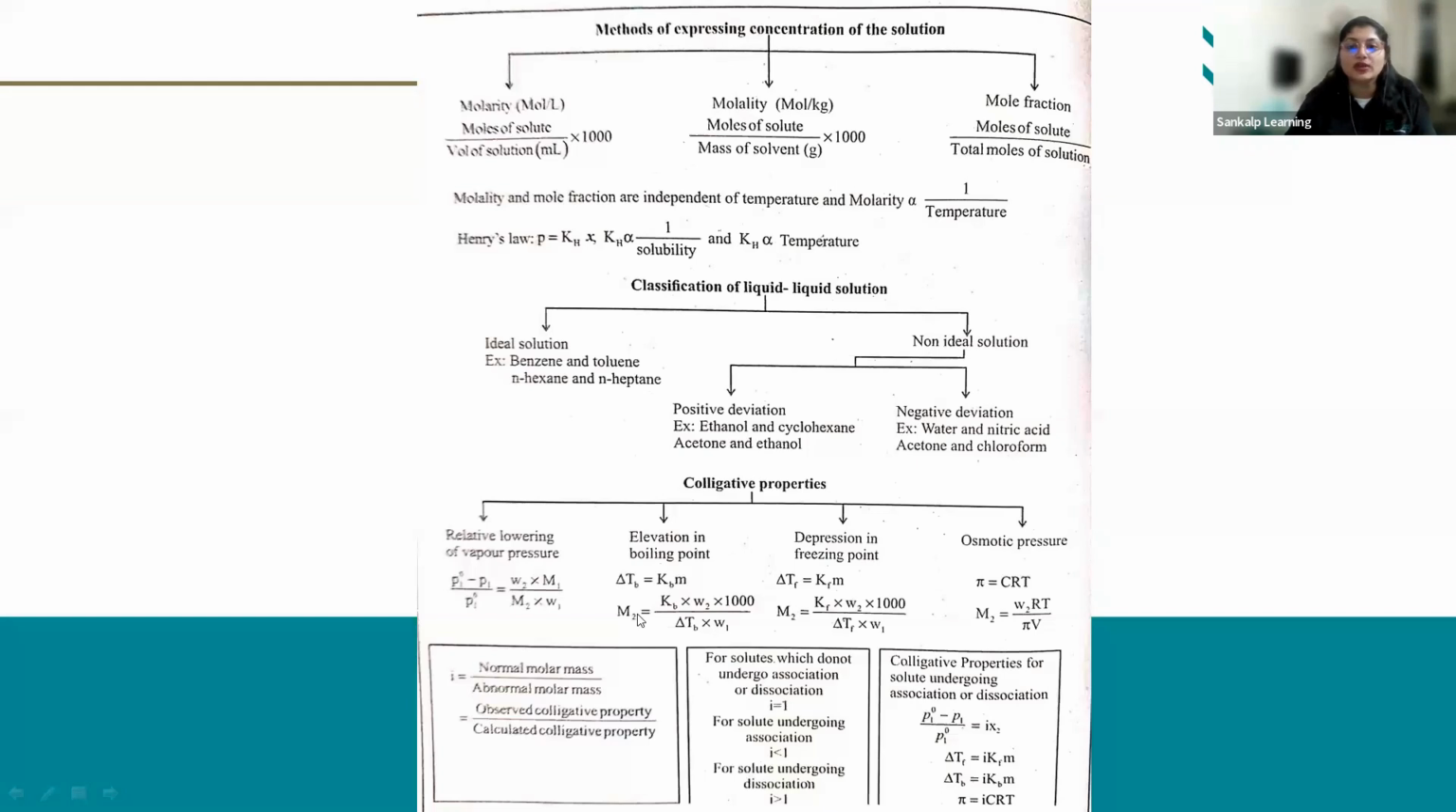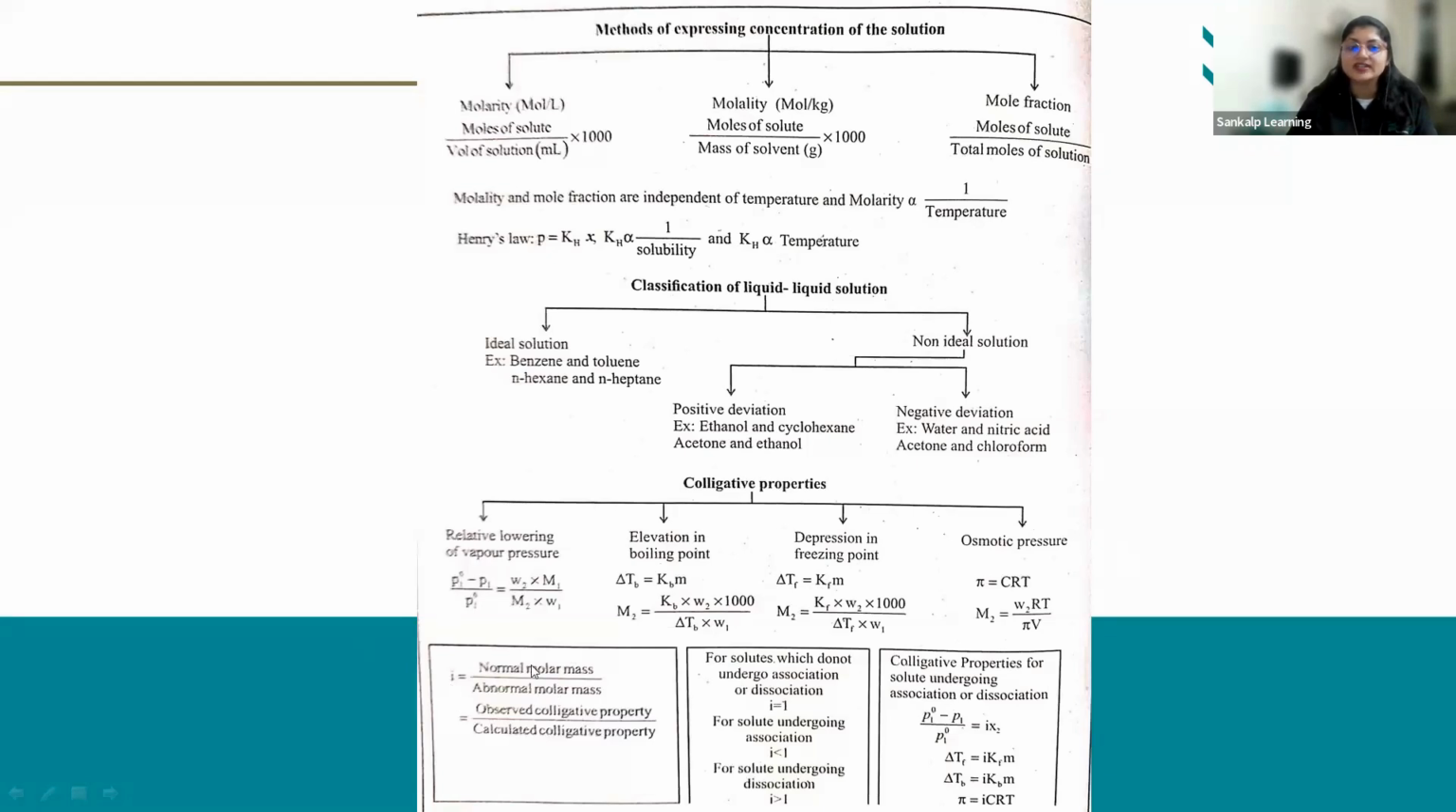Then we have seen what are colligative properties. A colligative property depends on the number of solute particles, and not on the nature of the solute particles. These were the four properties which we have studied. We have seen the formulas, right?